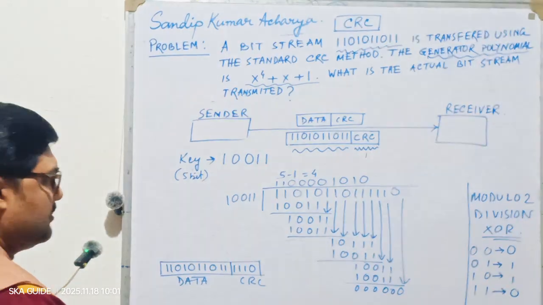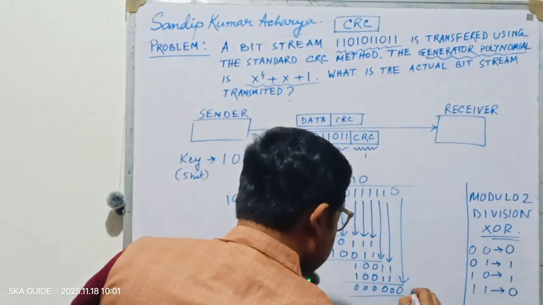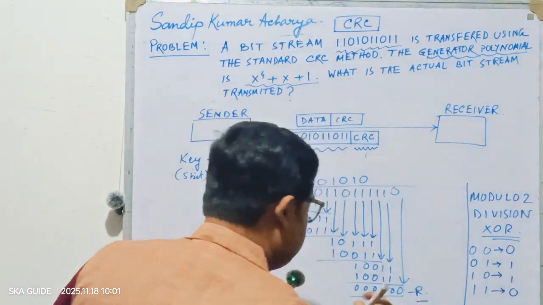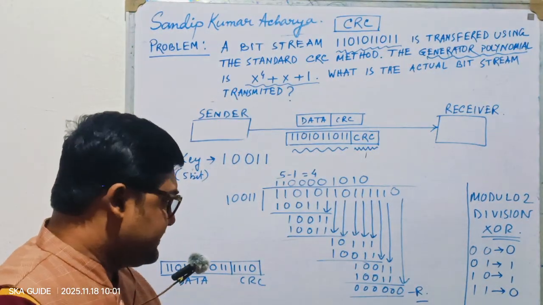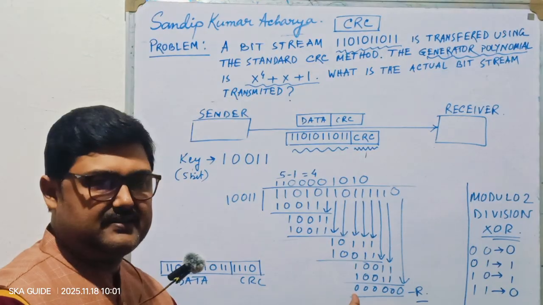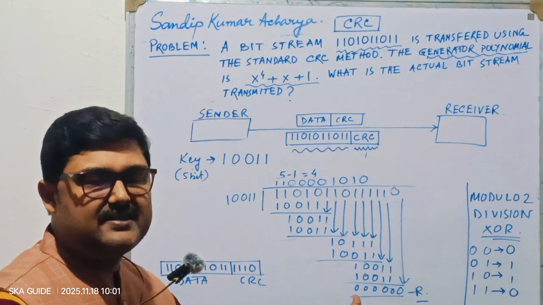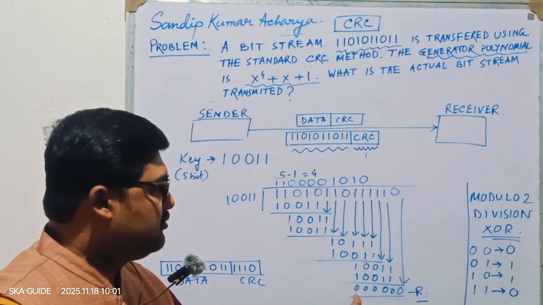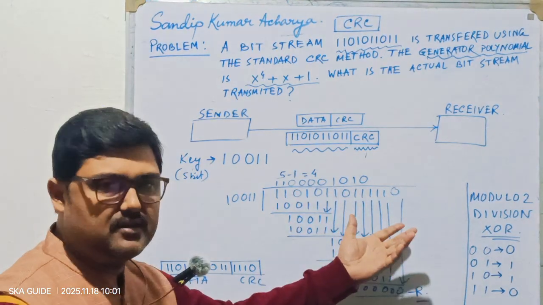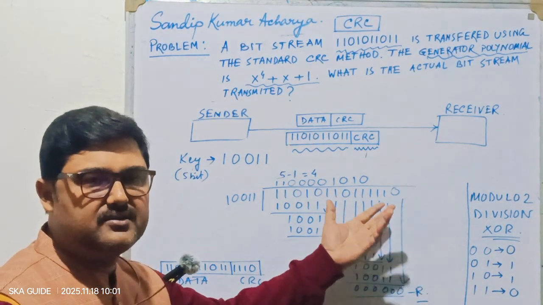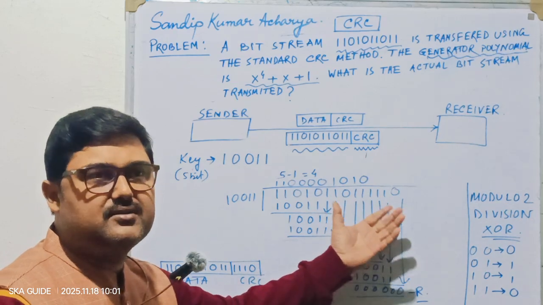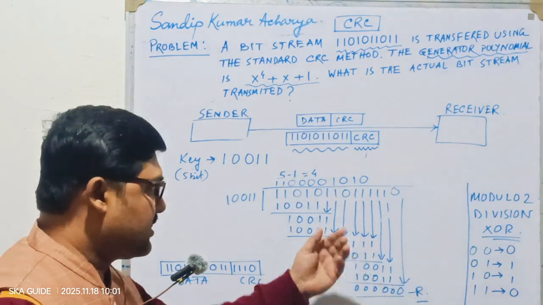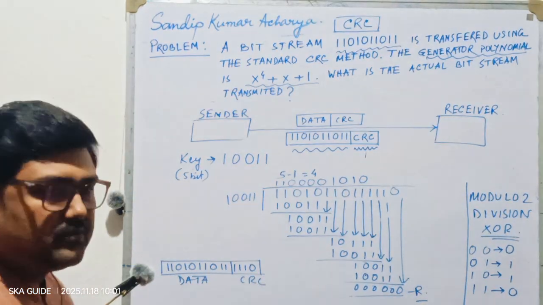Okay, so now in the remainder section we have got all zeros. If we get all zeros at the receiver's end by the checker methodology, then we must say there is no error in the received data. The received data is in its correct form. So there is no error.